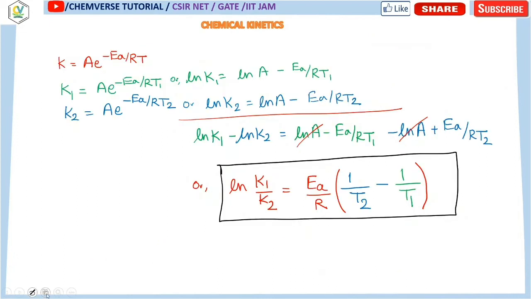Now moving on to this expression, this is a very well known expression, that what will be the rate constants for two different temperatures.